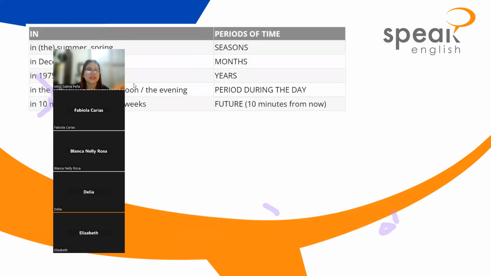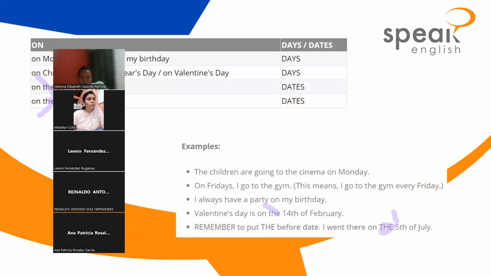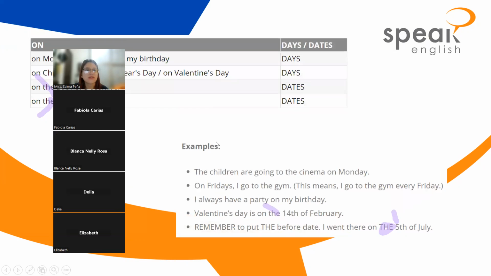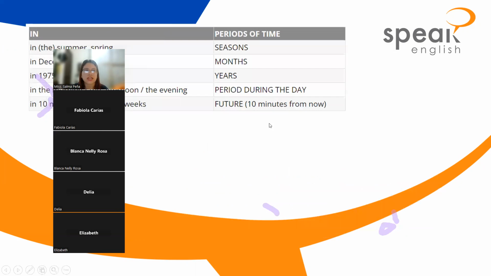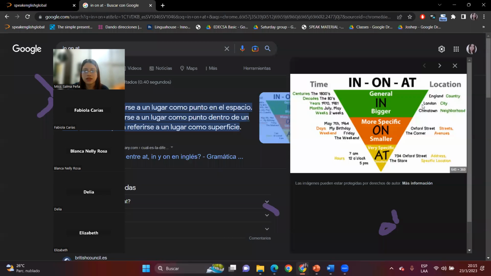Let's see the next one. With this one, most of the time we don't have exceptions. That is not one of the prepositions that used to be complicated. We don't have more exceptions. Now compare with at: on is more specific, but it's like in the middle. It's not very, very specific, and it's not general. Days, and weekend, when you want to talk about the weekend, for example.